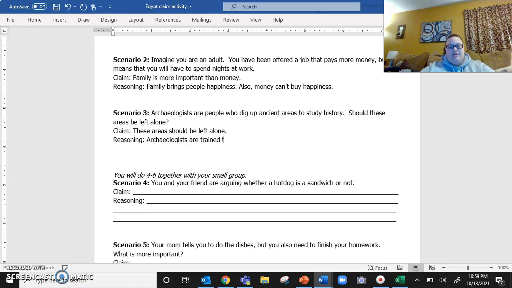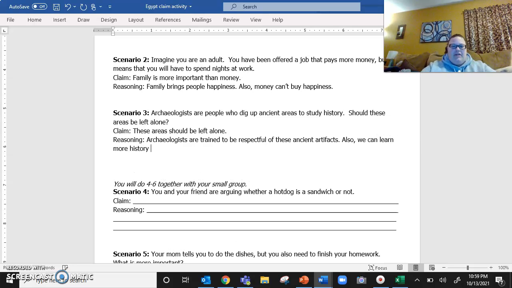are trained to be respectful of these ancient artifacts. And it helps if I spell it right. Artifacts. Also, we can learn more history from digging up these sites. There we go.